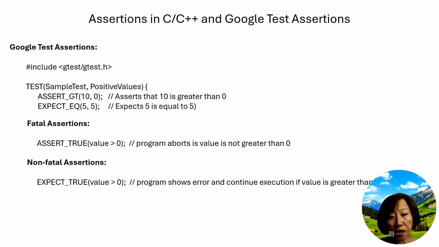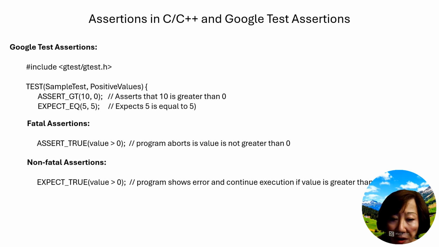What about the Google Test assertions, which a lot of people use these days? They are macros, actually. You would include gtest.h. So for example, here, TEST is a macro, ASSERT_GT (greater than) is a macro, and EXPECT_EQ is a macro. So in Google Test, you have this test unit, and ASSERT 10 is greater than 0. If this is true, that is, assert that 10 is greater than 0, it will pass.